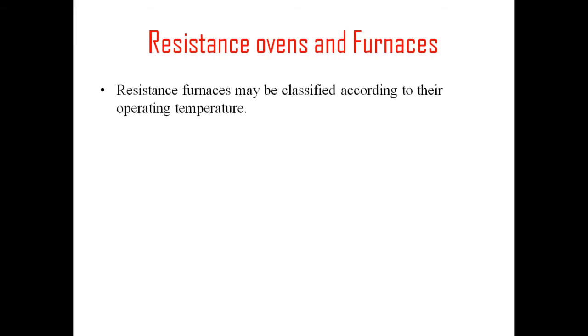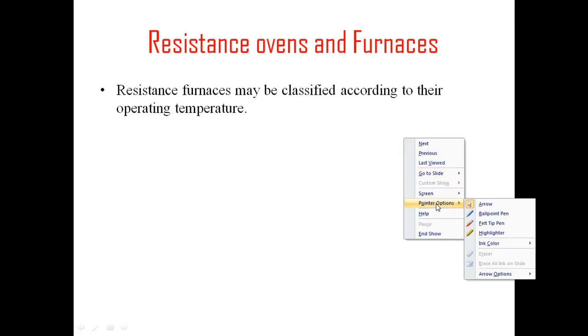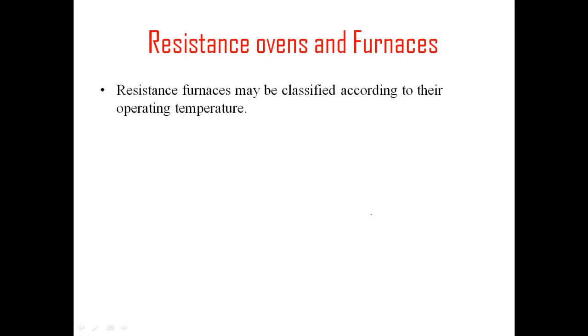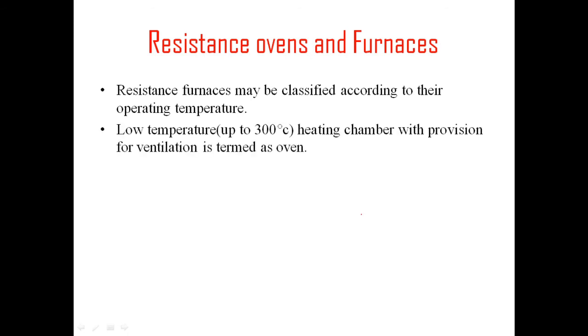Resistance furnaces are classified generally on the concept of operating temperature. So we need to understand at what temperature we are using it as a resistance furnace or an oven. If it is used for low temperature, then it is considered as a resistance oven. Low temperature in the sense up to 300 degrees Celsius. The heating chamber used up to 300 degrees Celsius is considered an oven, and some ventilation is also provided.